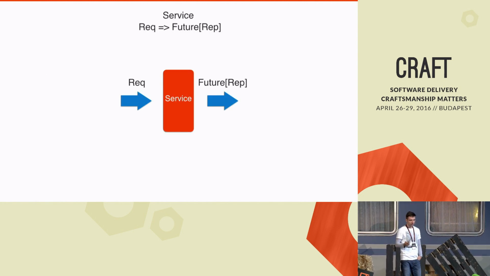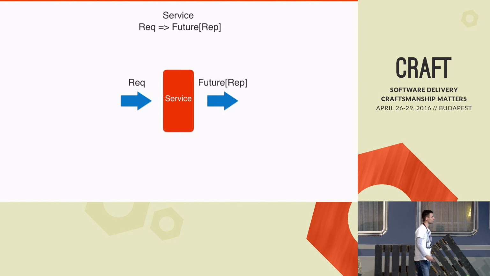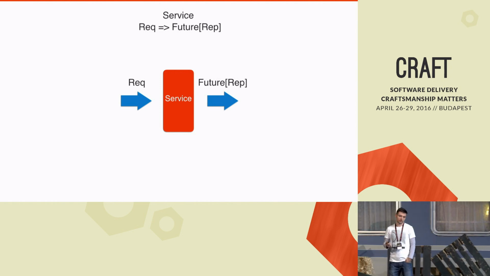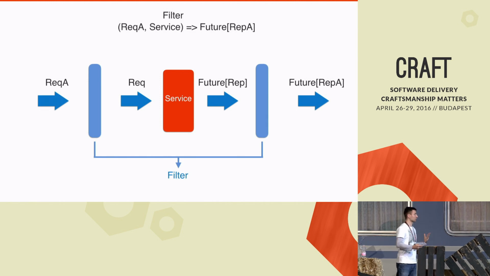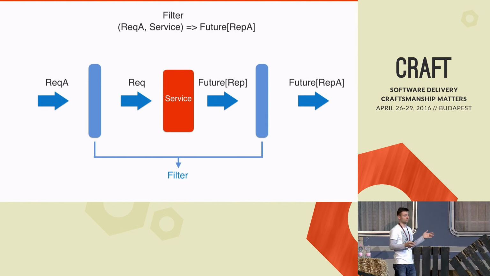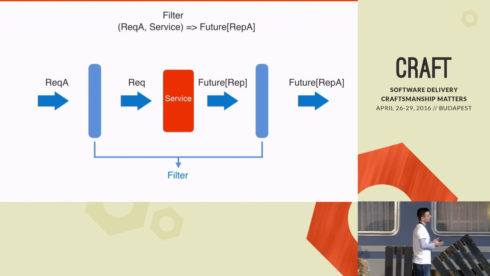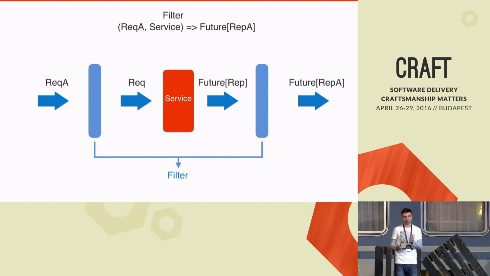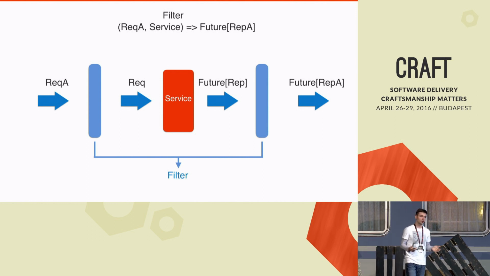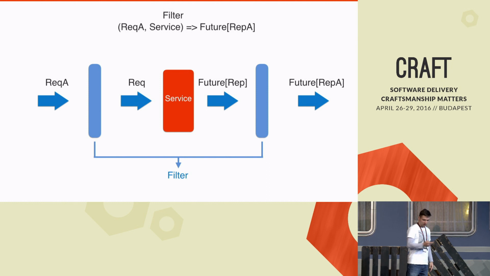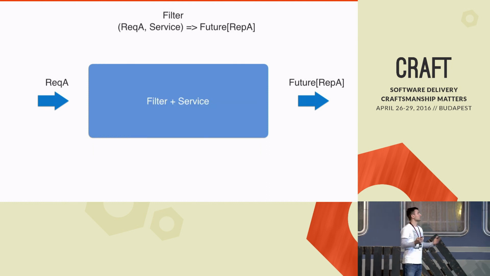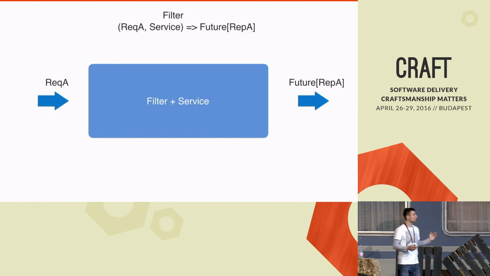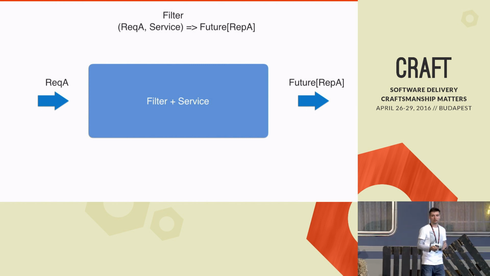And services can be thought of as functions. They receive a request and then return a future of a response. And then we have filters. Filters are wrappers around services. They sit between a service and the client, and they are able to decorate the incoming request and the outgoing response. And when we compose a filter with a service, what we get back is another service. So it returns us a new service. And because of this nature, we are able to compose as many filters as we want with a given service.